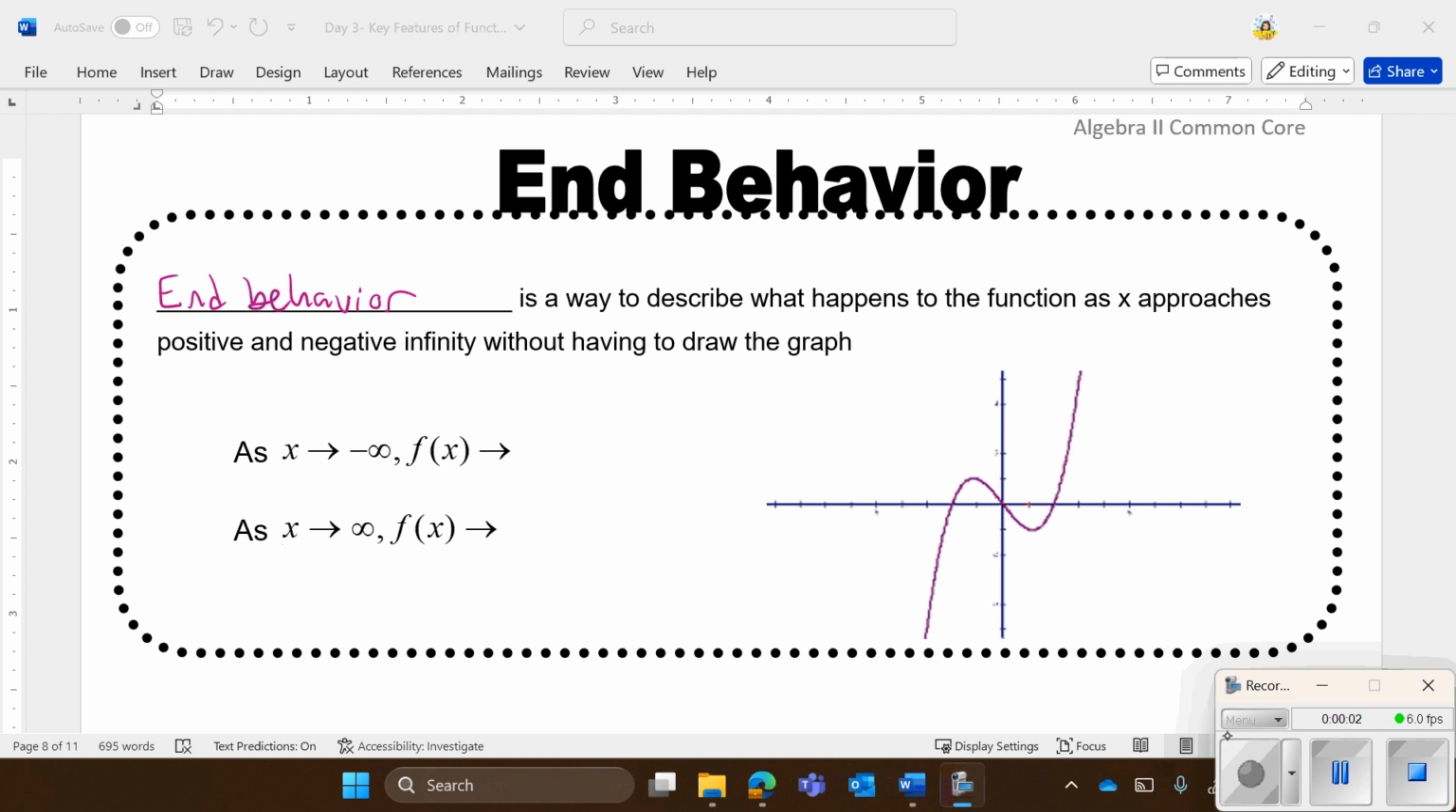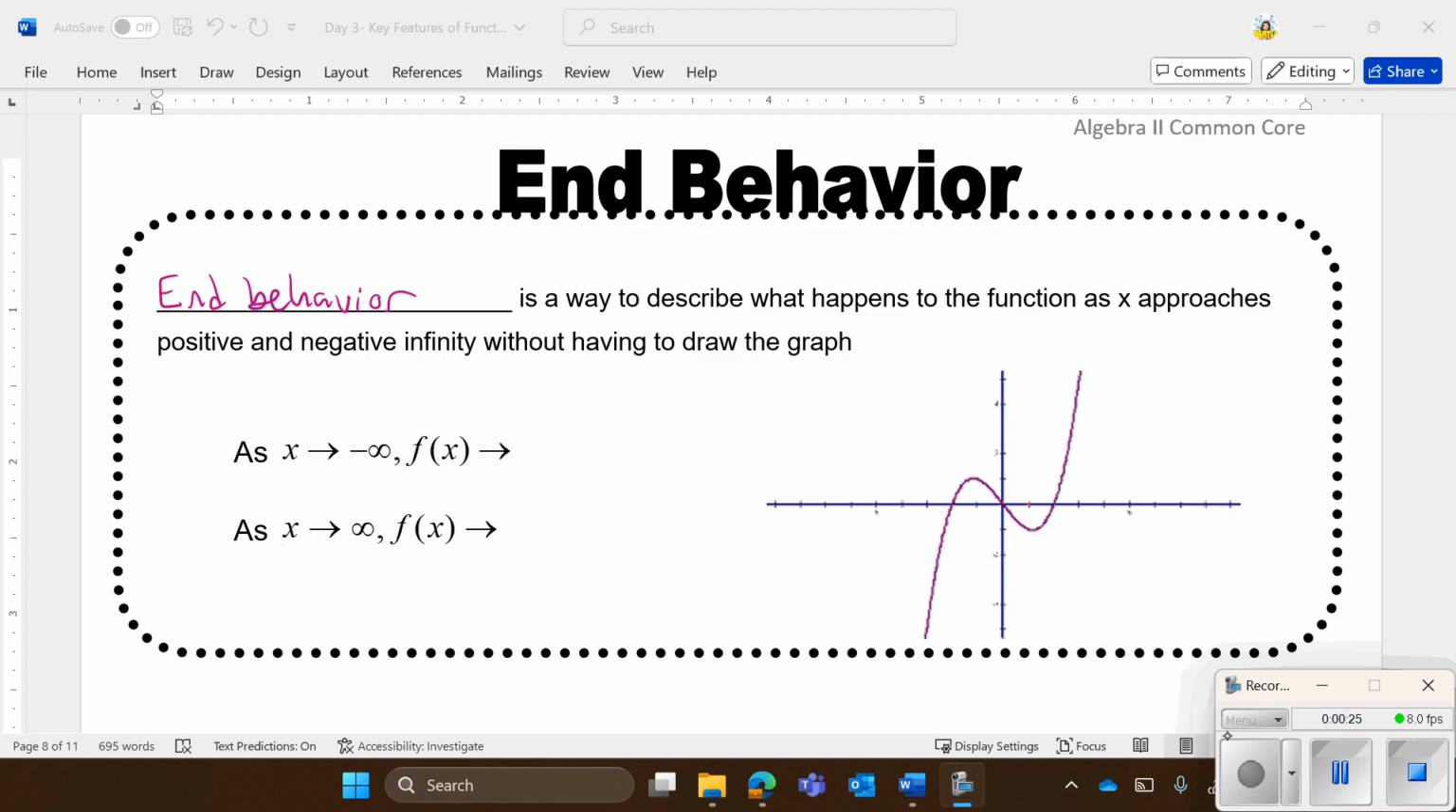Hi, this video is going to discuss what end behavior is. End behavior is a way to describe what happens to the function as x approaches positive and negative infinity without having to draw the graph. What that means is we can express with notation what's happening on the left and the right side of this graph. So you have to know which way you're looking, whether you're looking left or right.